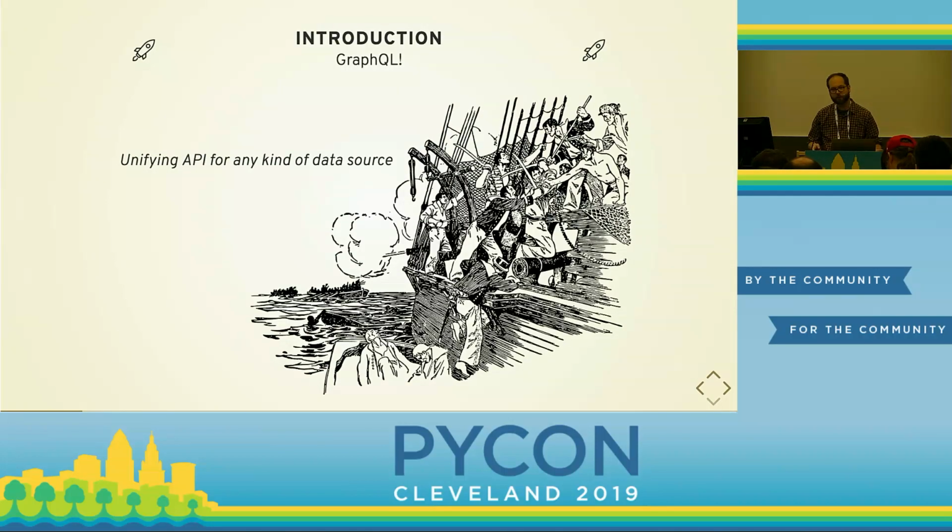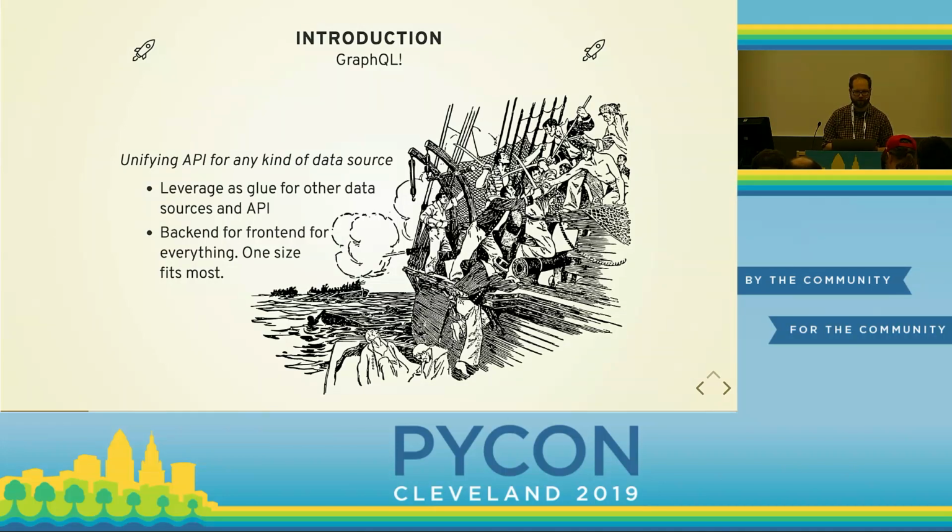Lastly, GraphQL can be a unifying API for any kind of data source. So basically that means we can leverage that as glue for other data sources and APIs. Because it has that static type, it's very easy to provide a backend for microservices or other data sources. It can also be a backend for frontend for almost anything. So GraphQL can be a gateway that allows us to cater to the needs of mobile, web, and outside clients.